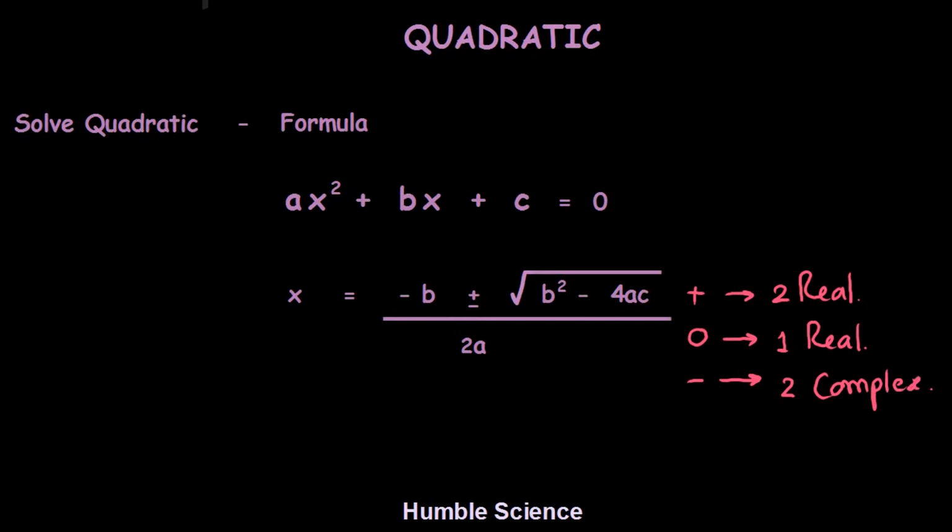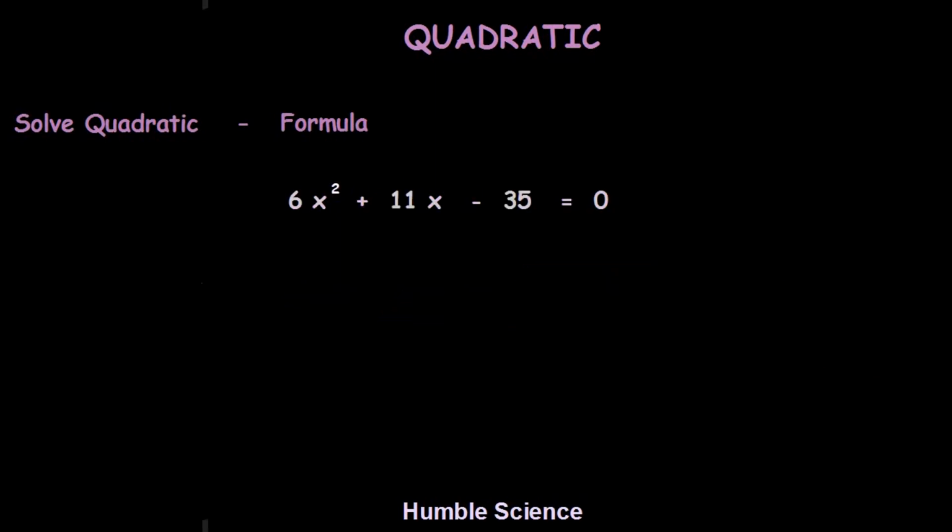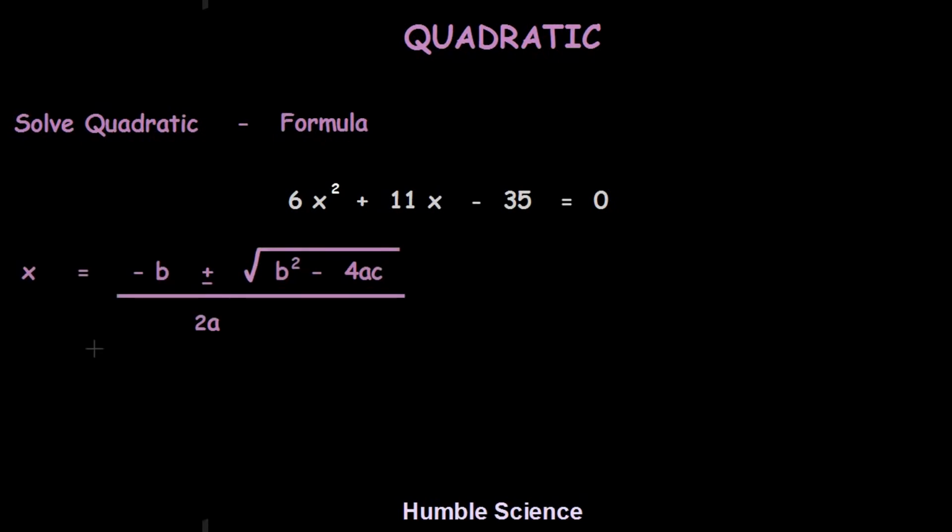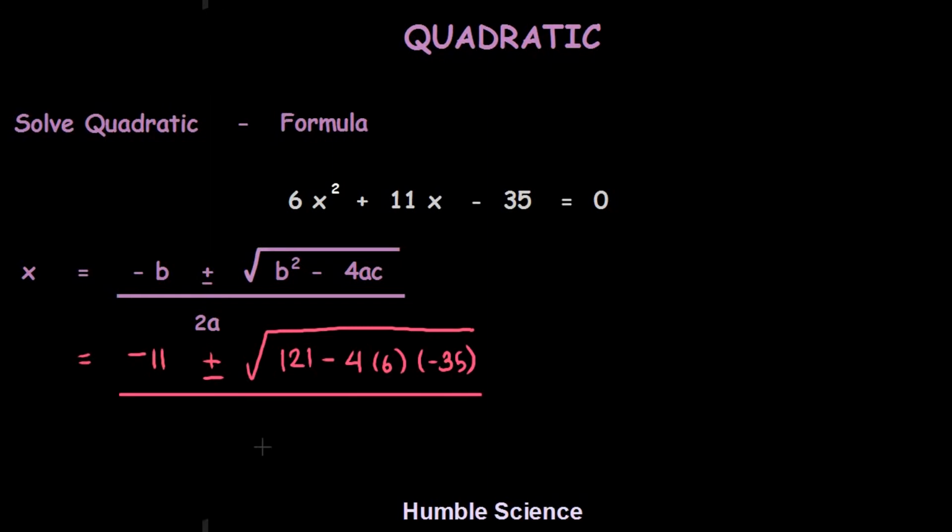Now let's take a look at an example. Here we have 6x squared plus 11x minus 35 equal to 0. We're going to try this formula to solve for x. So x is going to be equal to minus 11 plus or minus the square root of 121 minus 4 times 6 times minus 35, divided by 2 times 6.